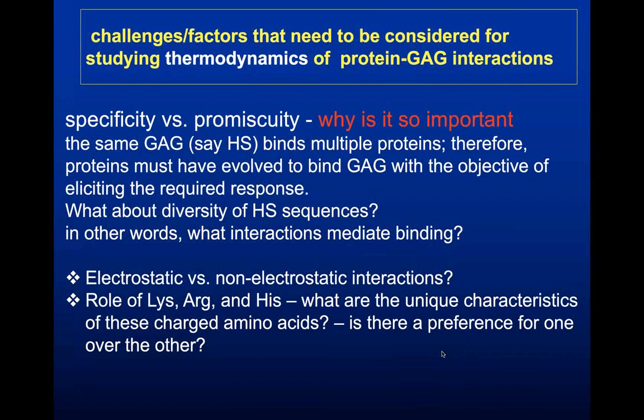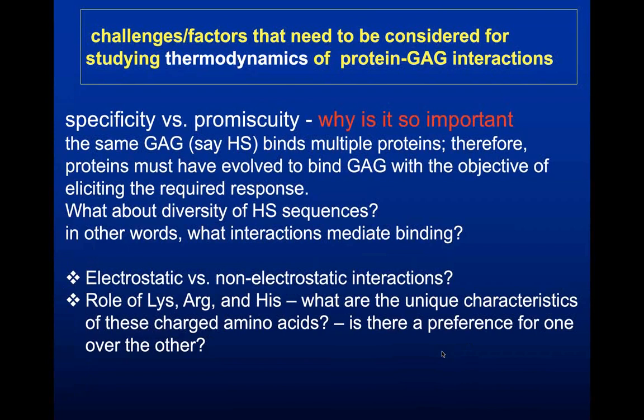A very important aspect of GAG interactions is specificity versus chemistry. Are GAG interactions specific? This is especially relevant for things like heparan sulfate, which has large diversity in chemical structure. Does that play a role in terms of whatever it does? How do we define specificity? How do you measure specificity? And that's once again intrinsically coupled to the thermodynamics.